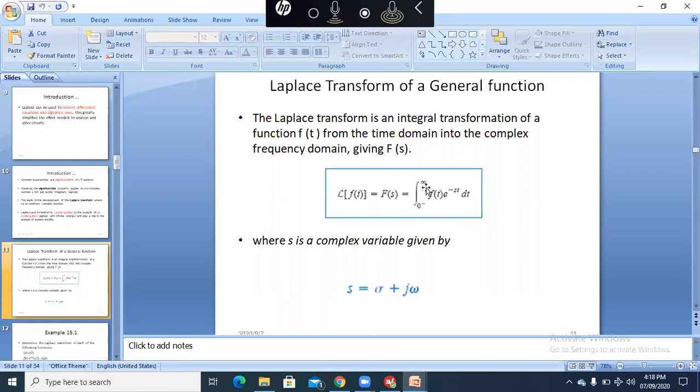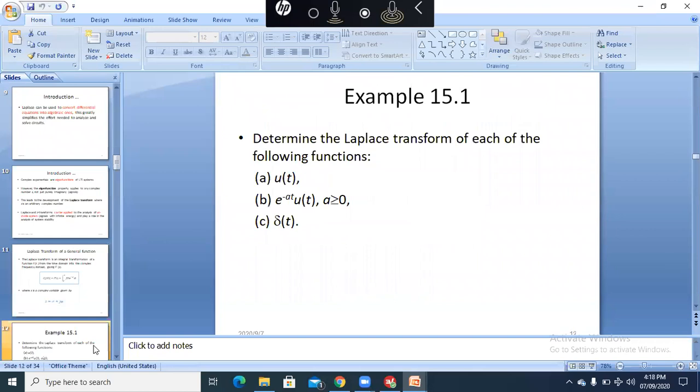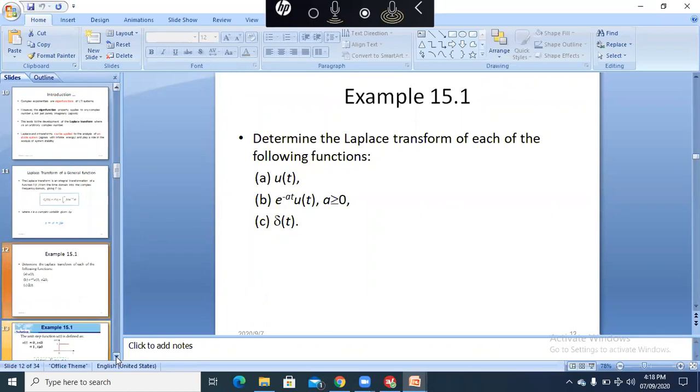So it reaches infinity, and we determine the response of the system. For example, we have different functions. We have the unit step function, we have the exponential function, and we have the Dirac delta function. And we want to find the Laplace transform of these functions. So how can we take the Laplace transform of these functions?